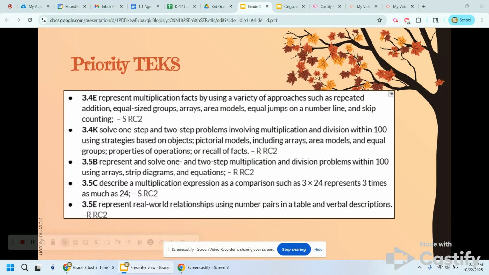All right, the priority TEKS for Module 3 are listed on the screen above. We are really going to heavily focus on 3.4K, solving one-step, two-step problems involving multiplication and division within 100, using strategies based on objects, pictorial models, including arrays, area models, and equal groups, properties of operations, or recall of facts. And the other standard we're going to spend a lot of time on is 3.5B, represent and solve 1- and 2-step multiplication and division problems within 100, using arrays, strip diagrams, and equations.